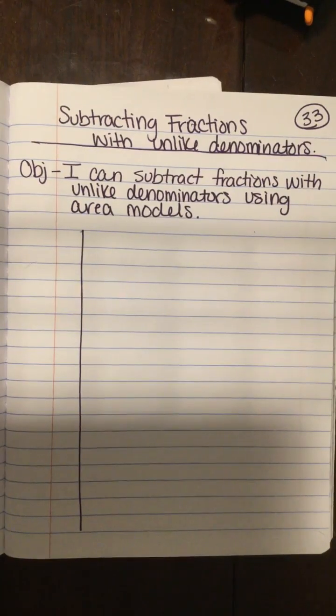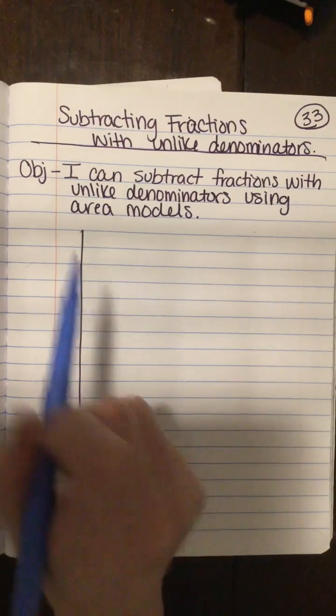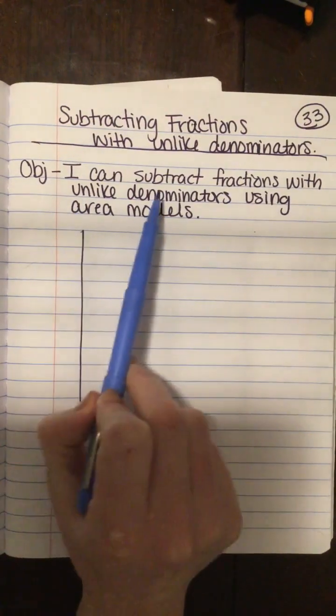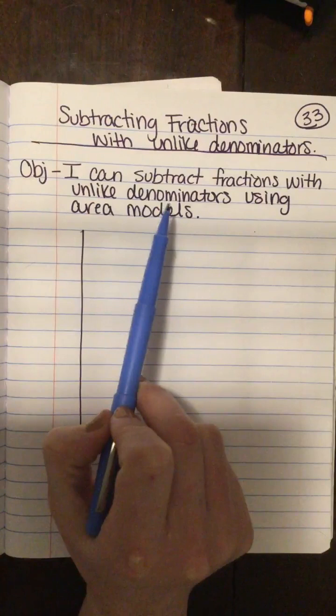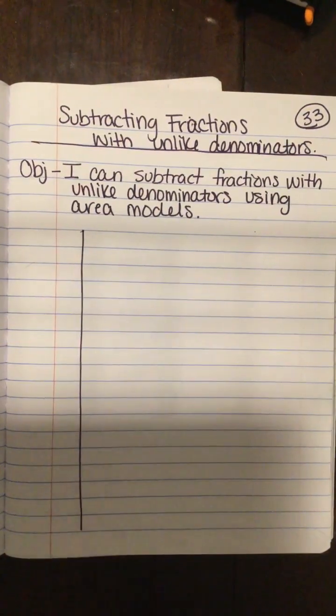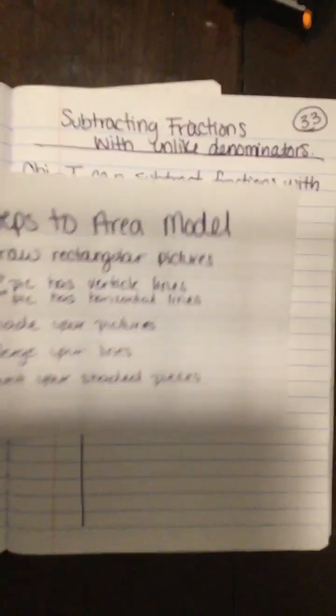Hey everyone, in this lesson we're going to be learning about how to subtract fractions with unlike denominators. Our objective is I can subtract fractions with unlike denominators using area models. In the lessons before this, you've learned from Ms. Wise how to draw your rectangles for area models, and she has given us some steps to follow. So we're going to go over those real quick.